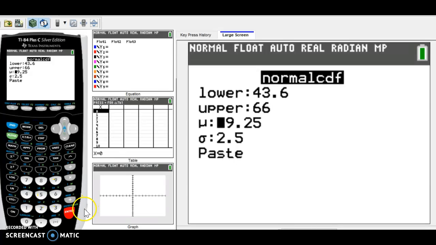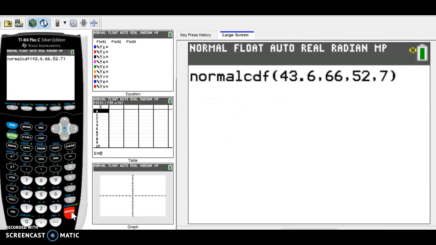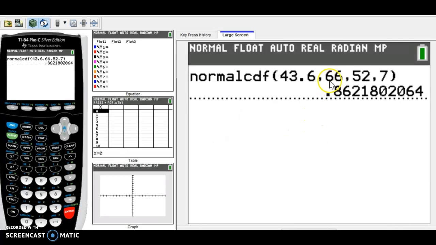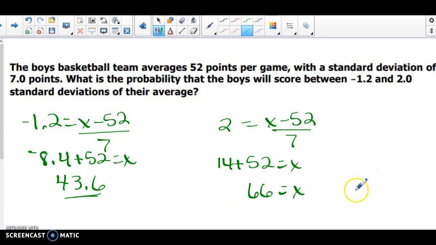We said that our mean was 52 points per game, and our standard deviation was 7. So we're looking to see what percentage that is going to be. So if we round here to 3 decimal places, it's going to be 0.862. And we did that one in our calculator.